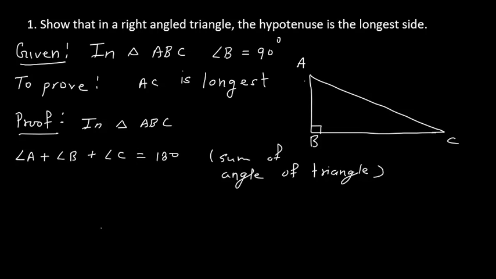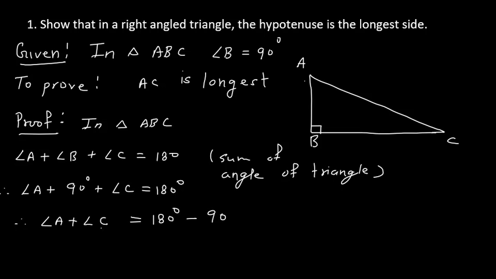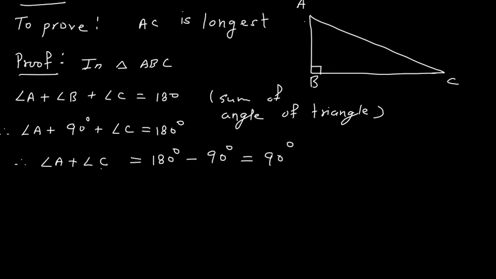Now we know angle B is 90 degrees. So therefore angle A plus 90 degrees plus angle C is 180 degrees. And from here we will get angle A plus angle C is equal to 180 degrees minus 90 degrees, that gives us 90 degrees. So I can say that therefore angle B is equal to angle A plus angle C. B is 90 degrees and A plus C is also 90 degrees.